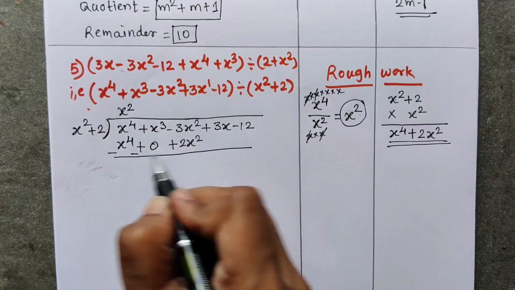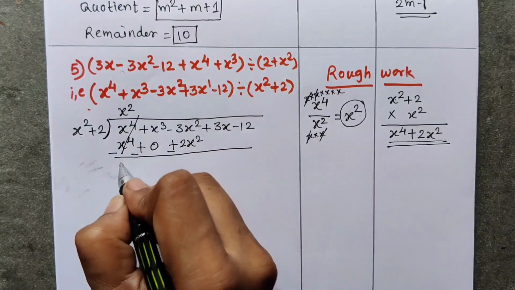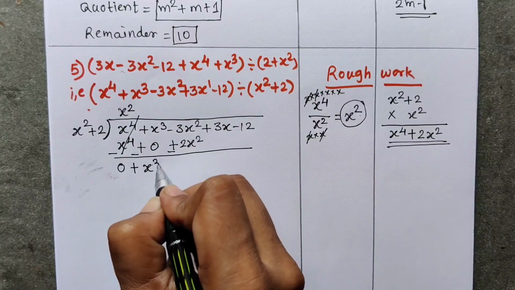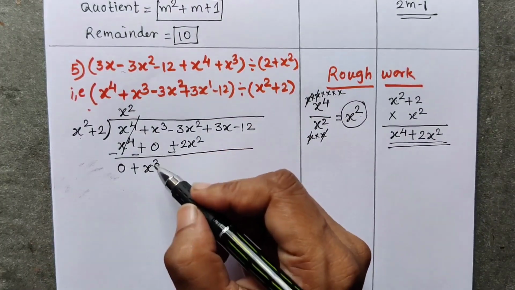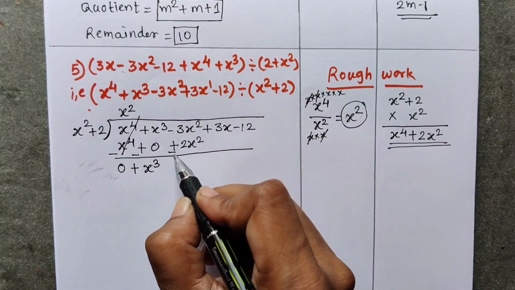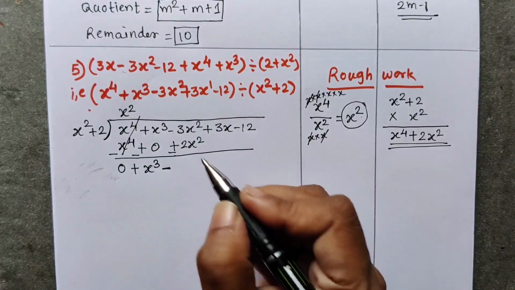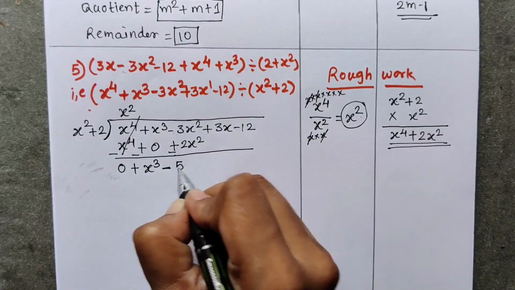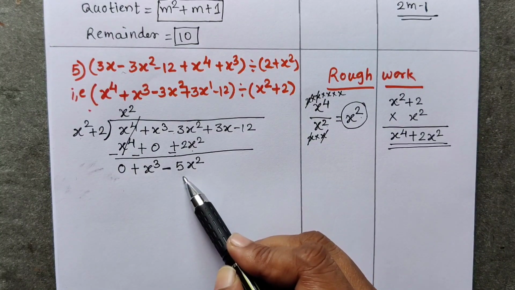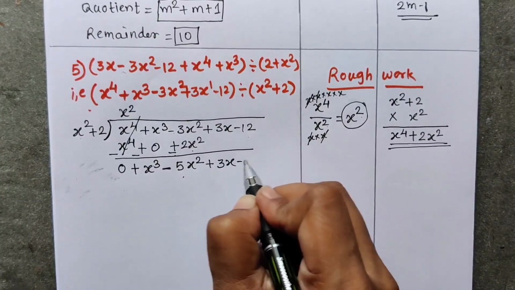Now minus, minus, minus, we have changed the sign. x raised to 4 minus x raised to 4 is 0. Then we are getting x cube minus 0, which means x cube. 0 subtracted from any term, the answer is that term. Now minus 3x square minus 2x square, minus minus will become plus, but the sign of the bigger number, so minus. 3 plus 2 is 5x square. Okay, minus 3x square minus 2x square is minus 5x square. Now the remaining 2 terms as they are we will put down, 3x minus 12.